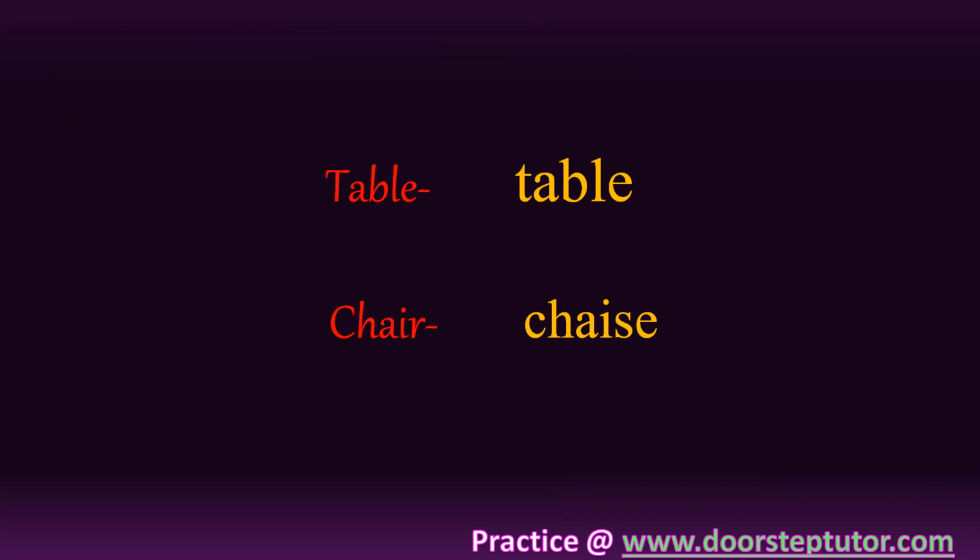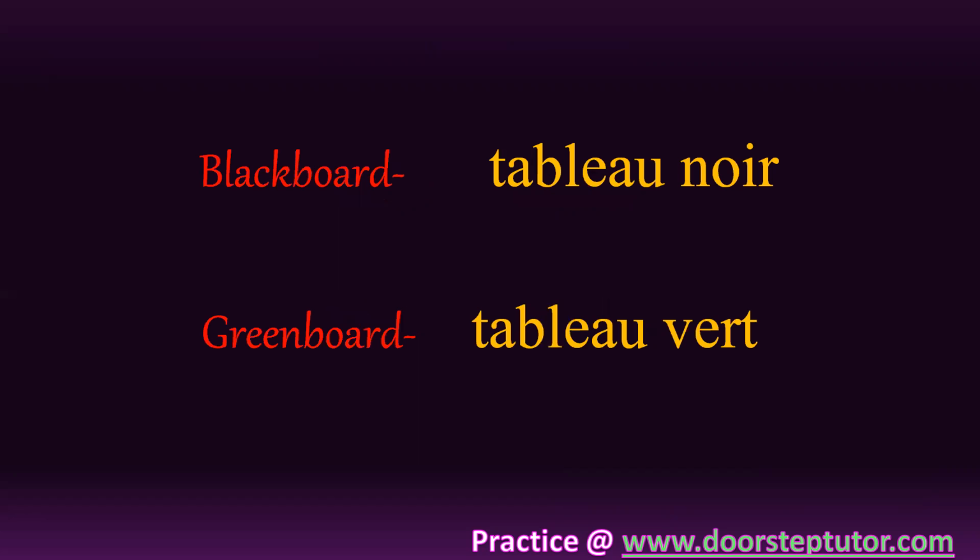Next we have chair. If we have table, then we obviously have the chair, right? So chair in French is chaise. Listen again, chaise. Okay. So we have table means table and chaise means chair. Très bien.